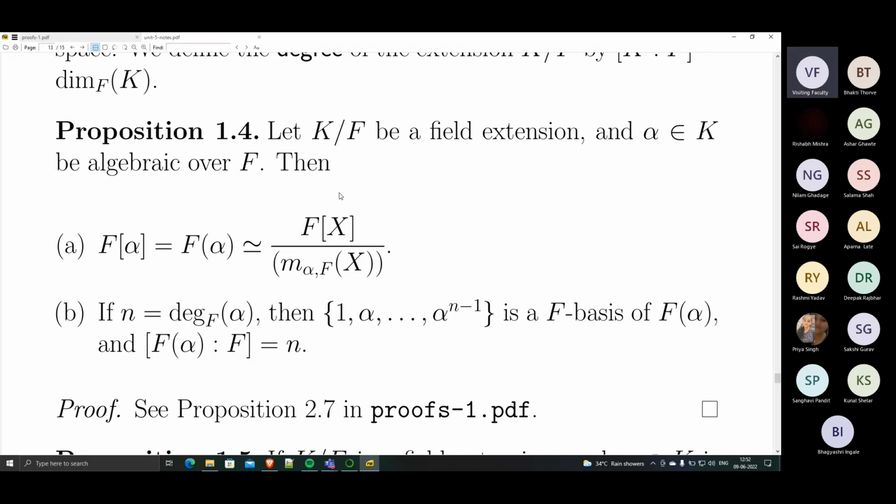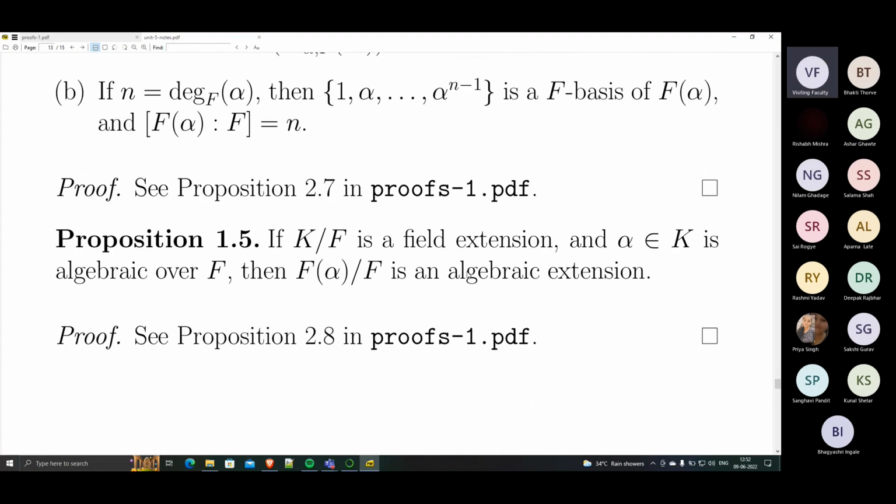So if K over F is a field extension and alpha is algebraic over F, then square bracket or round bracket alpha doesn't make a difference. They are both equal. And in fact, this field F(alpha) is isomorphic to the polynomial ring F[x] mod the irreducible polynomial, the minimal polynomial of alpha. And the degree of F(alpha), or the dimension of F(alpha) over F, is equal to the degree of alpha over F. And a basis is 1, alpha, alpha squared, up to alpha raised to n minus 1.